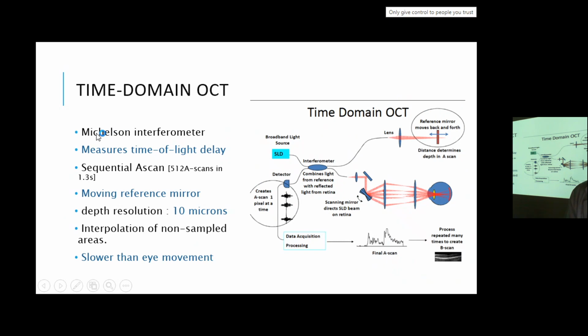We have two types of OCT, time domain OCT and spectral domain OCT. Time domain is a measurement of time of light delay. It uses a moving reference mirror, and the depth of resolution is 10 microns. This type of machine is slower than the eye movement. As we can see here, the reference mirror can be moved, and the machine will collect the data and produce an A scan, and from this A scan will produce a B scan image.